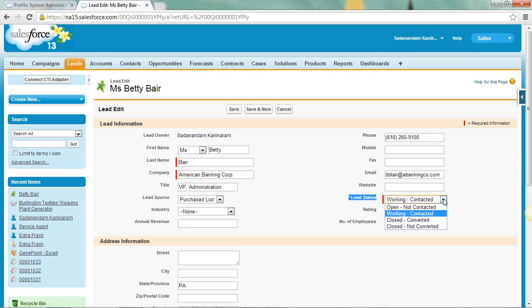So this person, which I gave as an example, said, okay, I have interest, but somehow the situation has changed. Now I don't have interest. So the salesperson will just say closed, meaning we don't need to convert this lead into an opportunity.